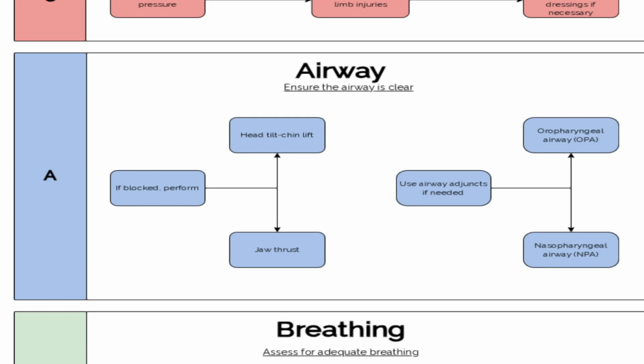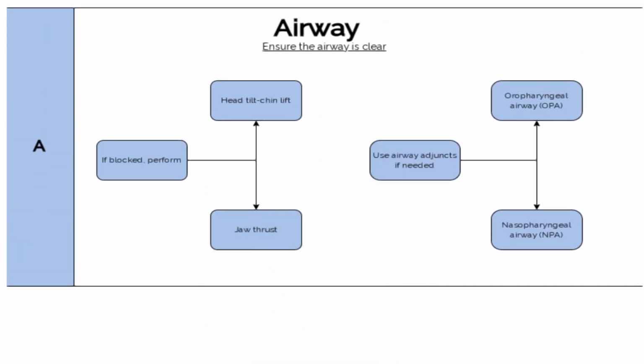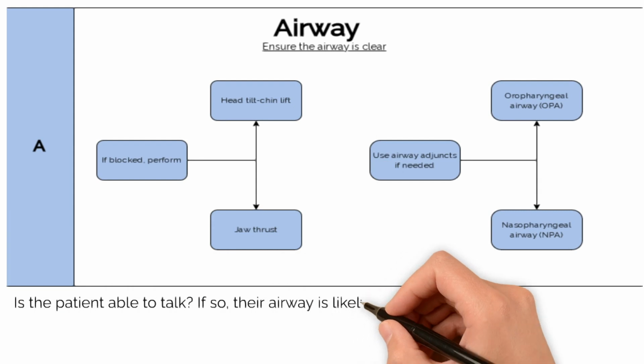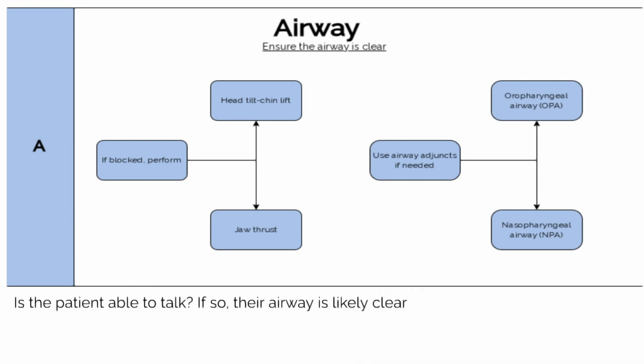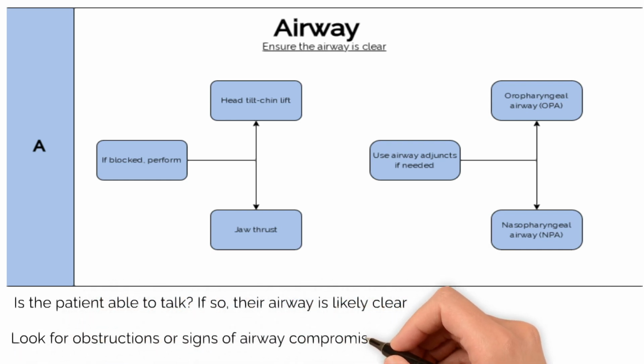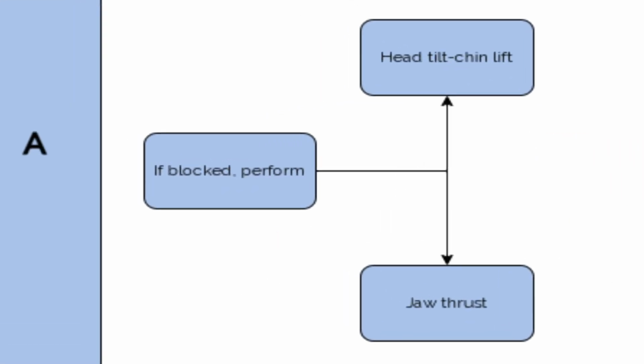Airway. Now that any catastrophic bleeding is under control, we check the airway. A clear airway is essential for breathing. Here's what you're looking for. Is the patient able to talk? If so, their airway is likely clear. If they're not talking or struggling to breathe, look for any obstructions or signs of airway compromise, like gurgling or snoring.